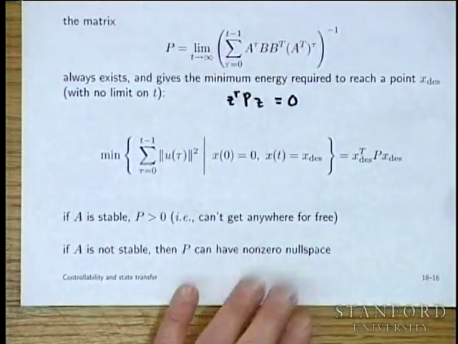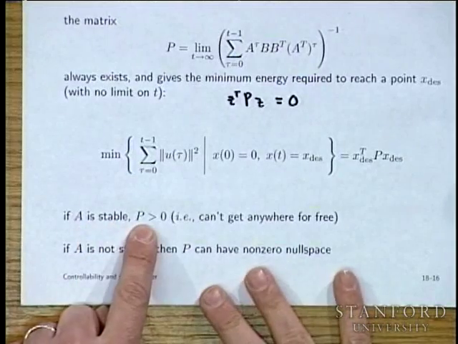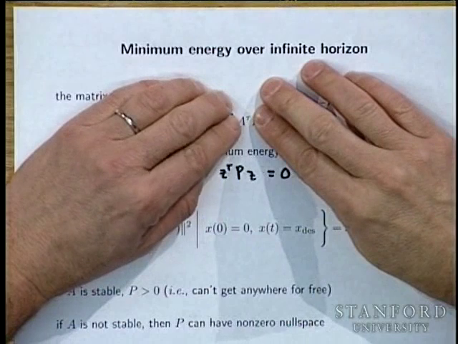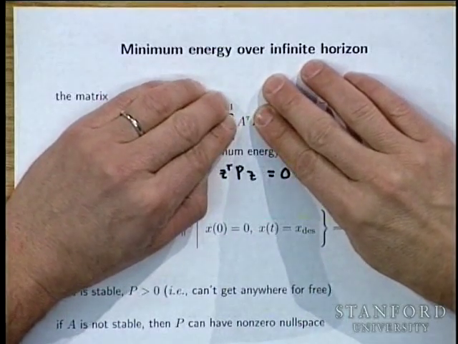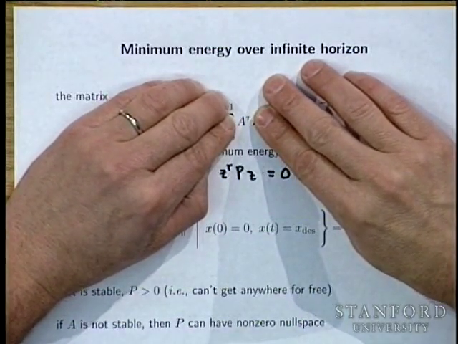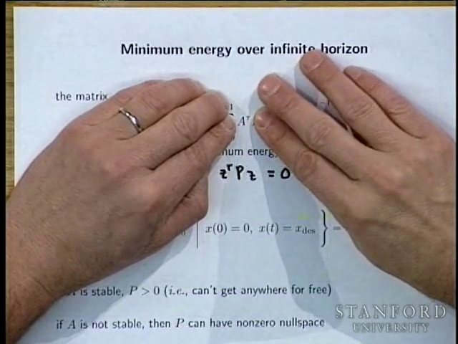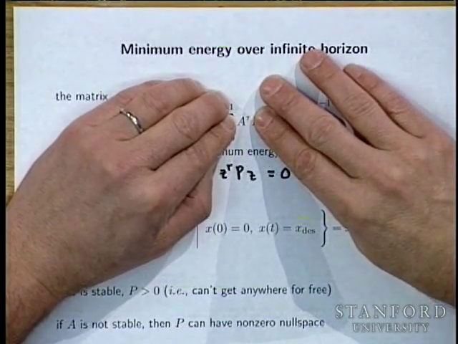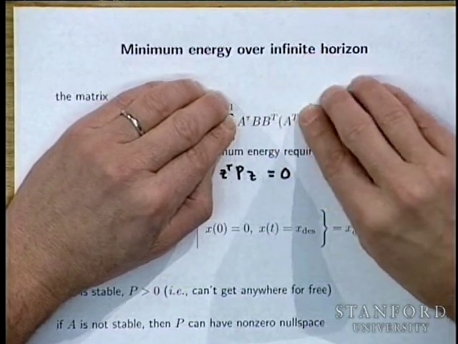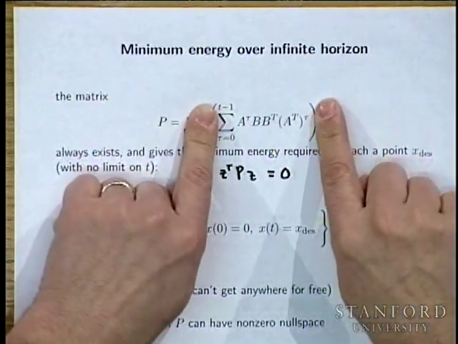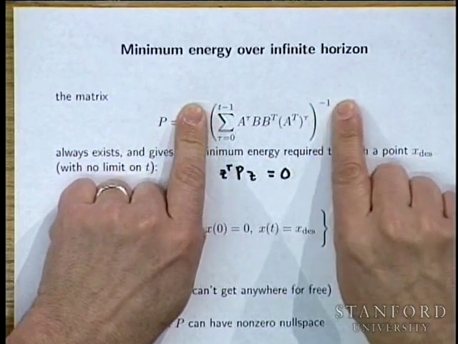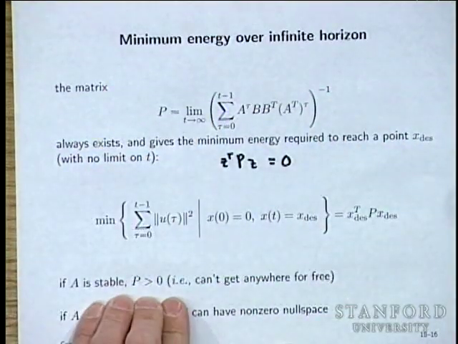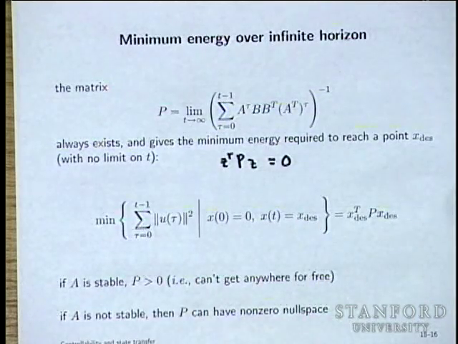Okay. Now it turns out if A is stable, then this matrix is positive definite. That follows from here. If a matrix is stable, what it means is its powers, that's A to the tau, are going to 0 geometrically. In fact, they go to 0 at least as fast as the spectral radius, the largest magnitude eigenvalue of A, to the t. So that means this is a converging series. This thing converges to some positive definite matrix. The inverse of a positive definite matrix is positive definite, and you have this. So if A is stable, you can't get anywhere for free.